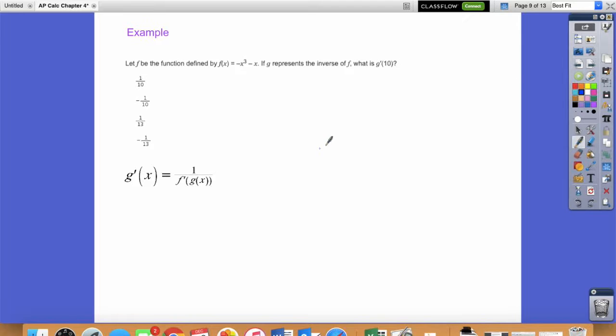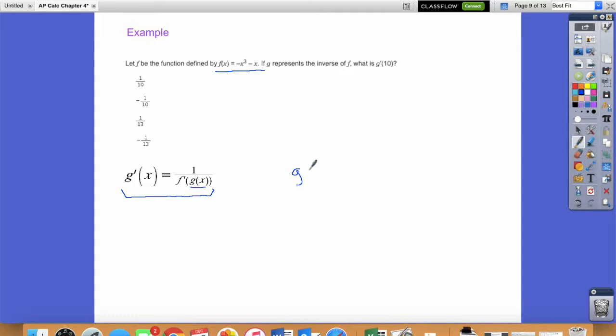So let's try that again. Now it says f is this function. F of x is negative x cubed minus x. G is going to be the inverse again, and they want to know what is the derivative of g of 10. So same thing, we're going to go to our formula here, and I have to find this inner part.